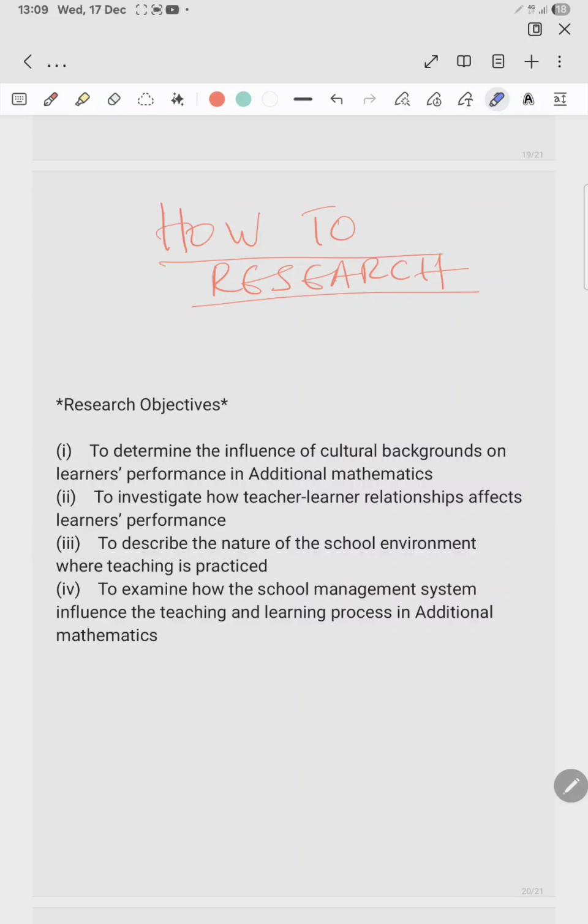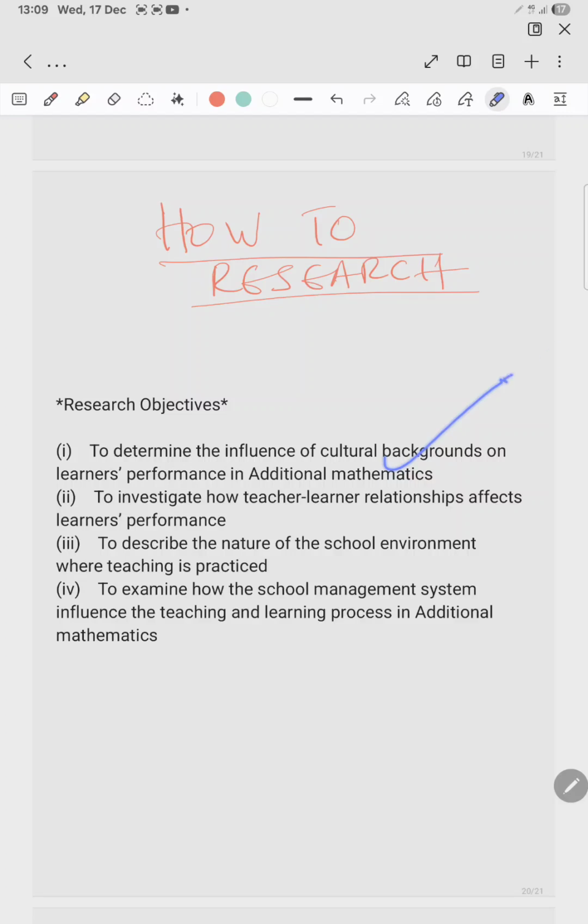Now, what I'm trying to bring on board here is that, remember, we are writing these objectives, and we are citing scholars that have written on the same objectives or the same topic you are writing. Now, the question is, where should you find these scholars, or how do you find these scholars that, okay, this is a scholar that talked about the same objective, which is the cultural background, that I'm also discussing, or that I'm also looking at.